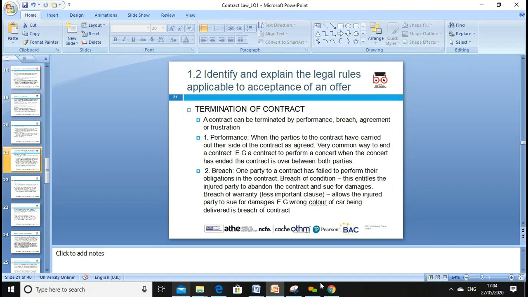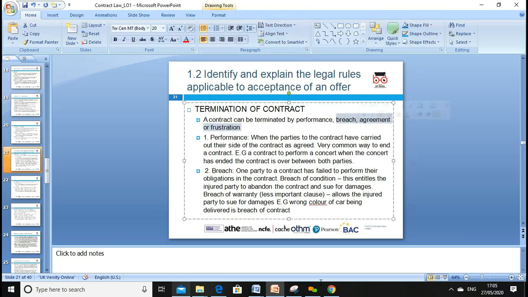Okay, then that was 1.1. 1.2, identify and explain the legal rules applicable to acceptance of a contract. Termination of contract. Can anybody terminate the contract? It has to be an agreement. If somebody does not fulfill it, the other party can. Let's say you said in your CV you're very qualified, but actually you weren't, and you've been offered the job. If we find out later you weren't, the employer has the right to terminate your contract on that basis.